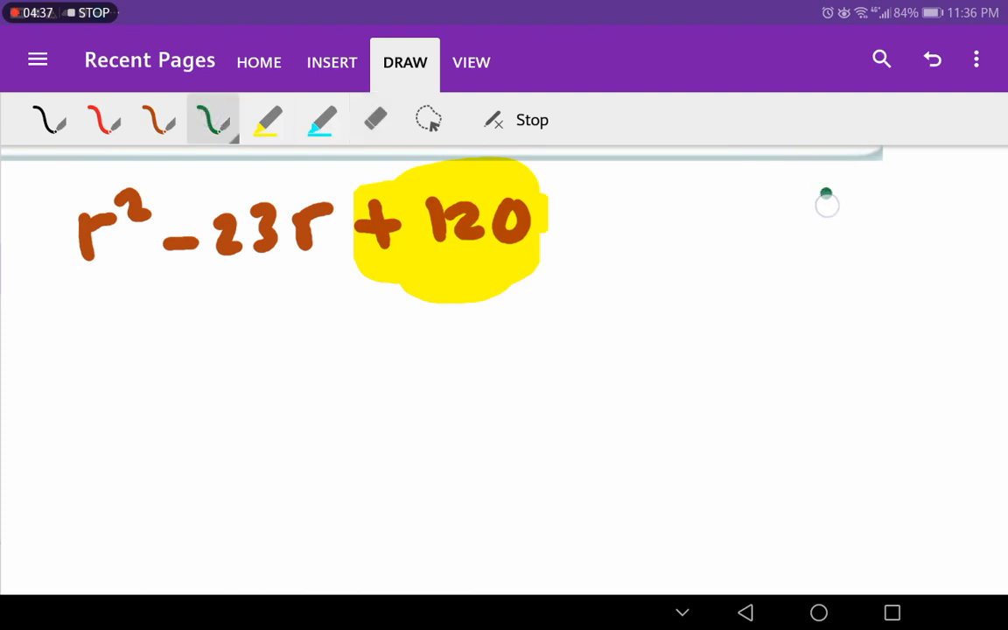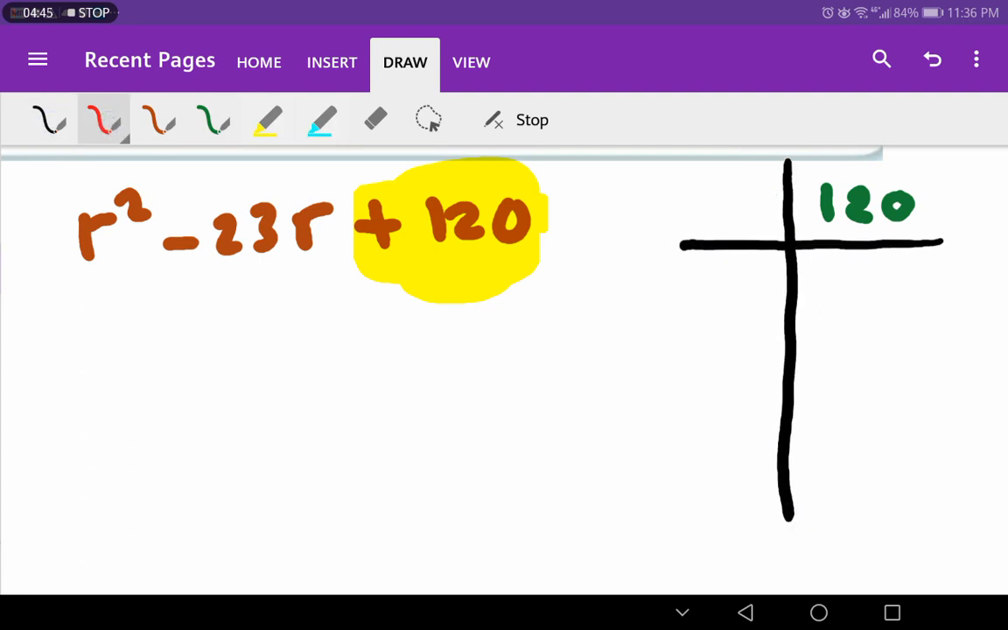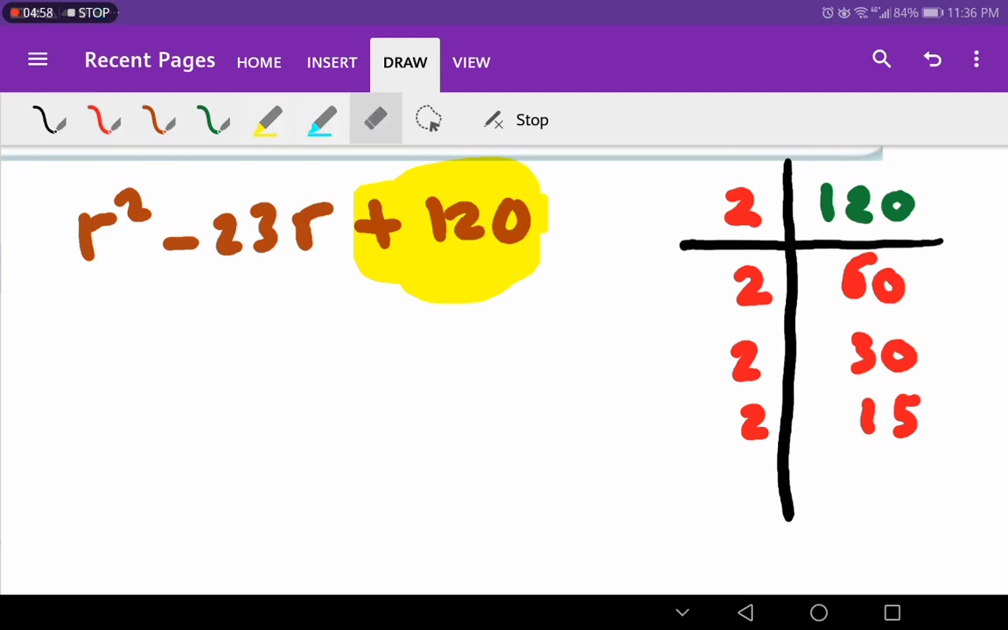I will take the 120 here, and draw like this, and start dividing by 2. Divide by 2, it is 60. Divide by 2, it is 30. Divide by 2, it is 15. Oh, sorry, 15 is not divided by 2. The 15 is divided by 5. It is 3, and divided by 3, it is 1. We are done.